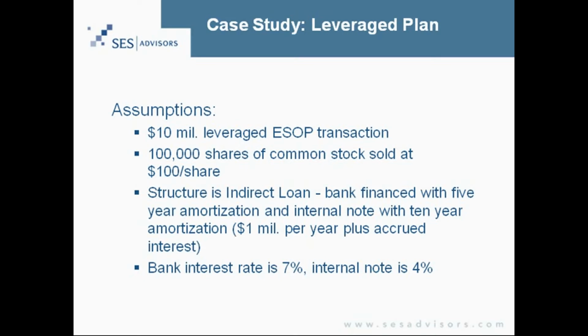In our example, the bank interest rate is 7% and the internal note is 4%. This is also acceptable in your structure. The bank rate and internal note rate can be different.